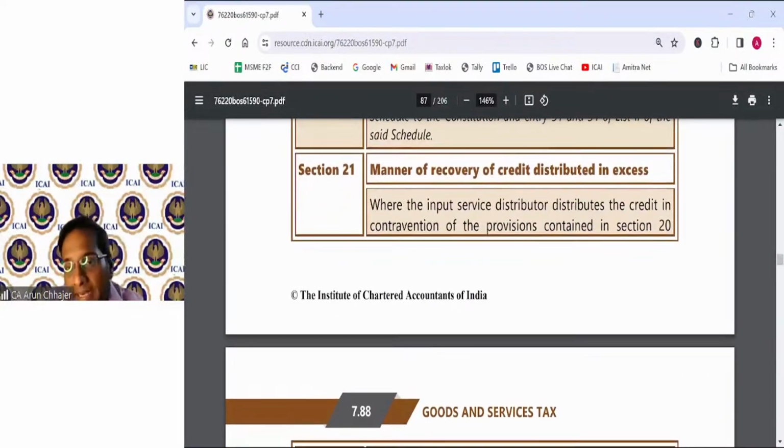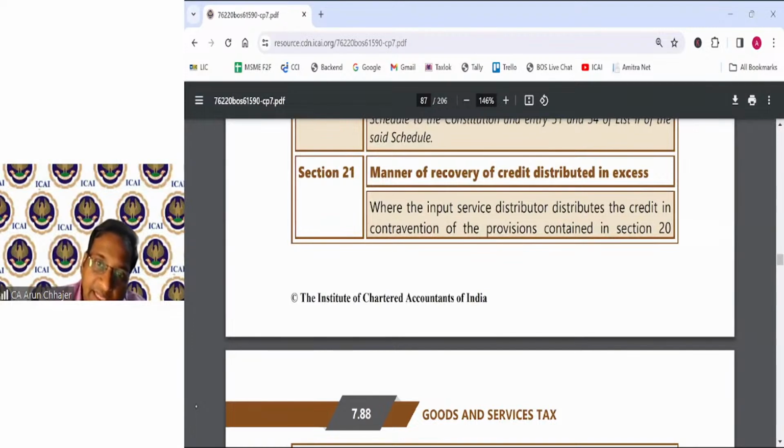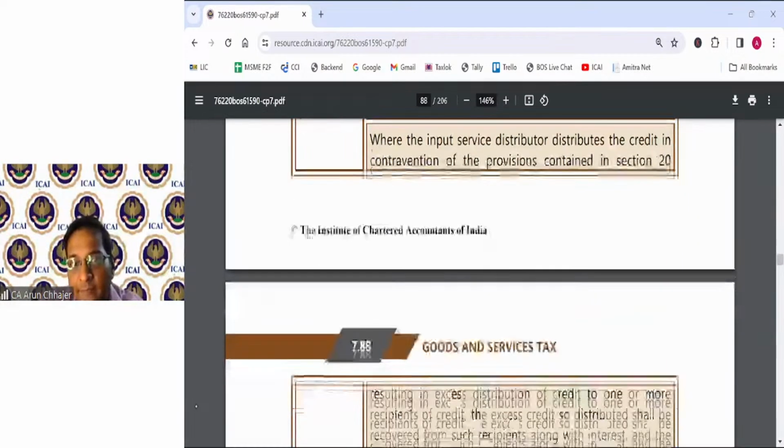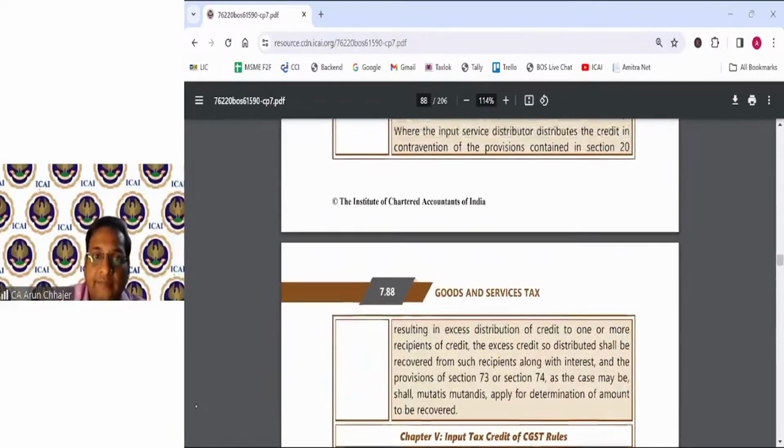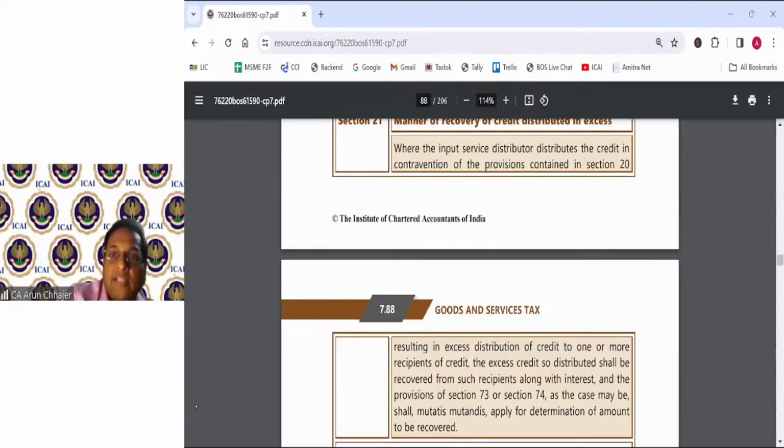Okay. Manner of recovery. Section 21 says that if you have transferred excess credit to the branches, you have to recover that credit which you have transferred extra. So that is very small. Rule 29 we will take up tomorrow. Where the input service distributor distributes the credit in contravention of section 20, then the excess credit shall be recovered along with interest, and the provisions of 73, 74 mutatis mutandis shall apply for determination of the amount to be recovered.